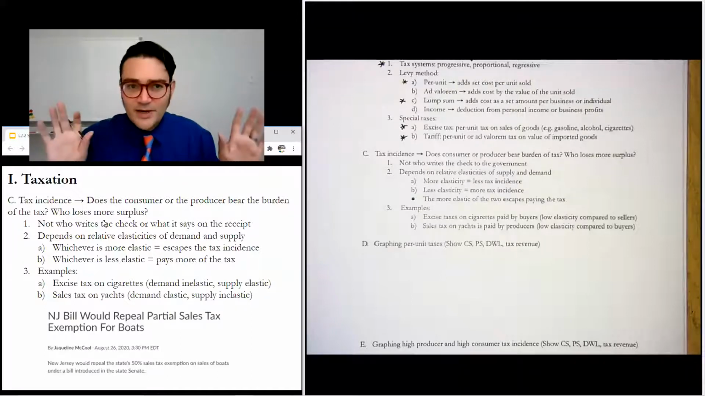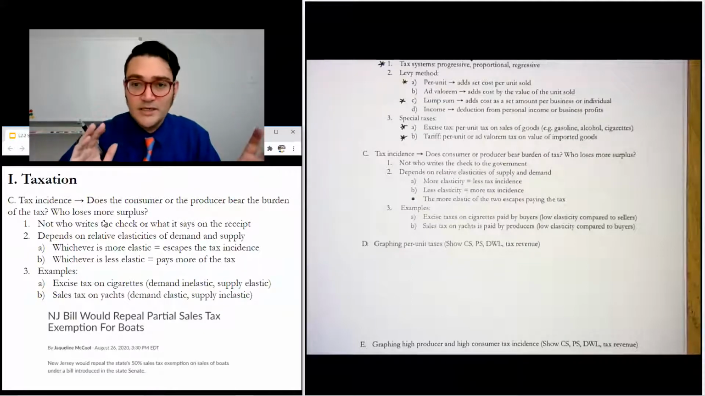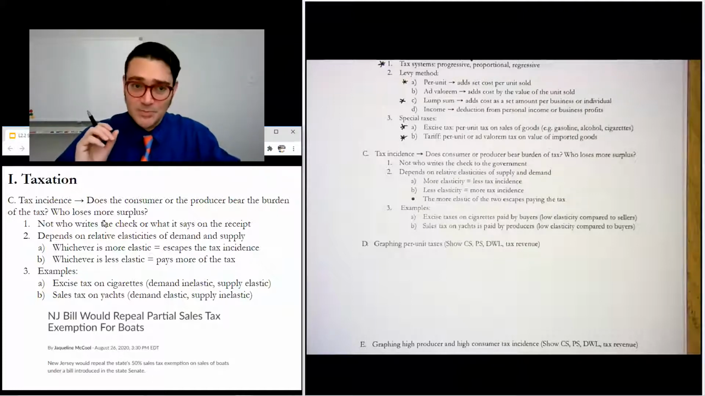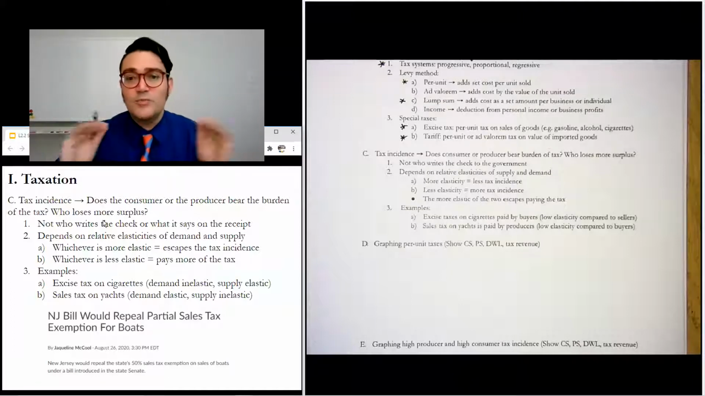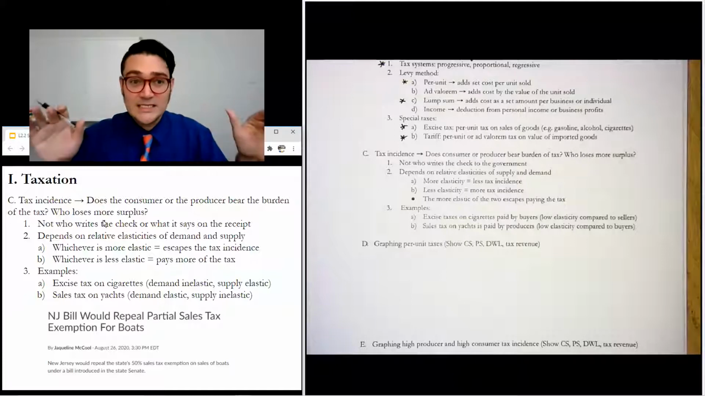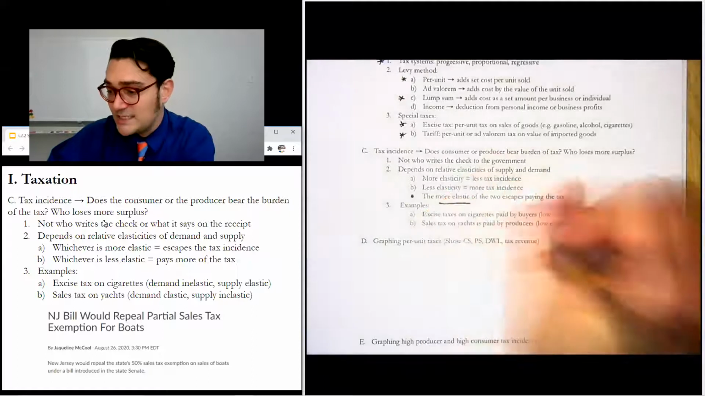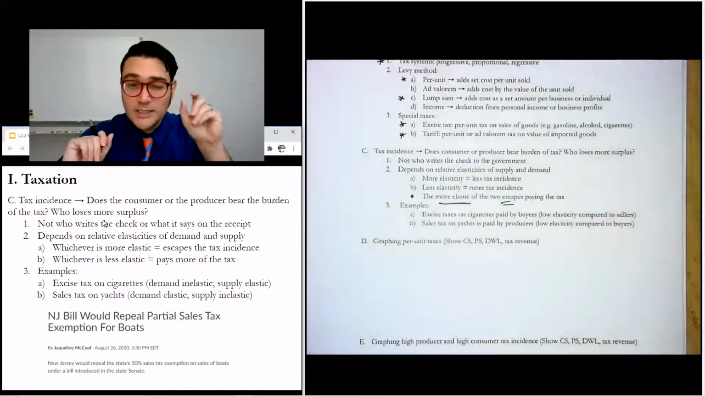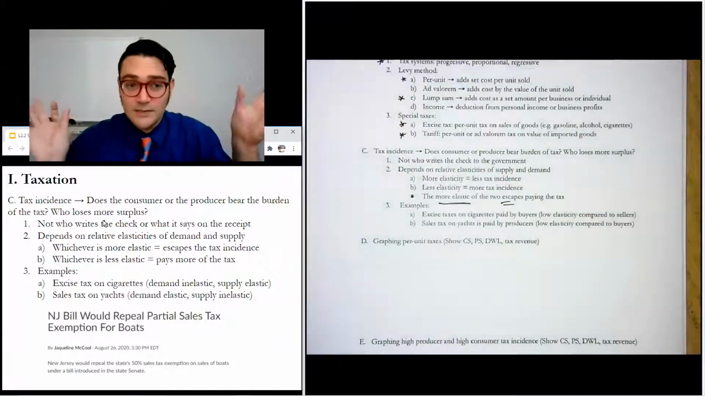The idea behind this is it depends on the relative elasticities of supply and demand. Whichever one is more elastic has less of the tax burden. Whichever one is more inelastic has more of the tax burden. The simple way to remember this is the more elastic escapes the tax. I'll say that again, the more elastic escapes the tax. So all you have to do is look at it and go, okay, is the supply elastic compared to the demand curve? Whichever one's more elastic escapes having to pay it.